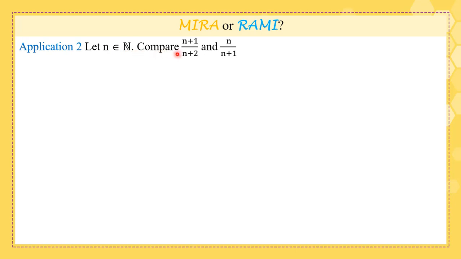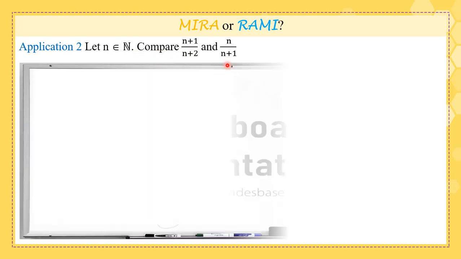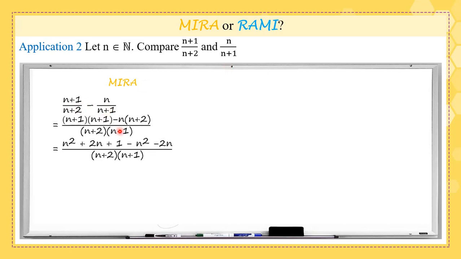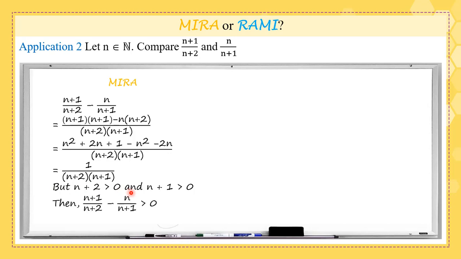While n is a natural number, we need to compare these two quantities. Mira found the difference, applying the difference method, which is 1 over this quantity. She specified that n plus 2 is positive and n plus 1 is positive, being natural numbers. So the whole difference is positive, or we can say that n plus 1 over n plus 2 is greater than n over n plus 1. So Mira used the difference method.